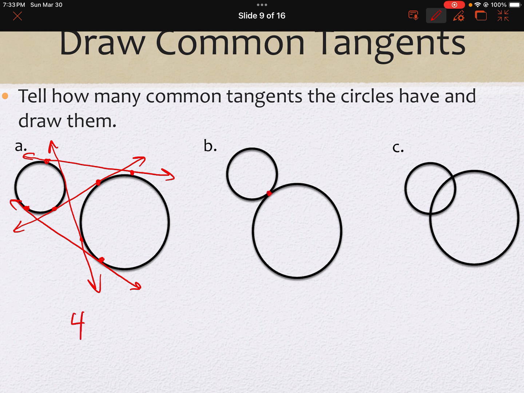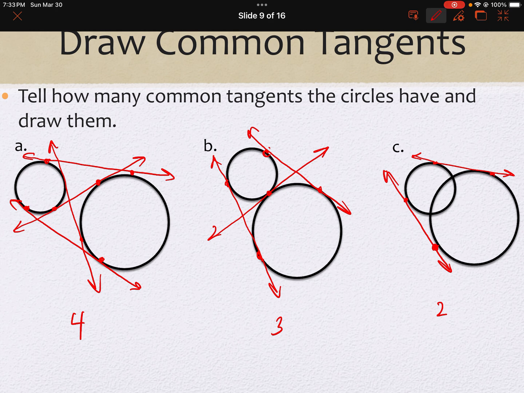How about when the circles are tangent circles? Well, you're going to have 1, 2, and then your third one. Or when your circles touch twice. Oops, missed that one. I'll just make my little dot bigger. 2 common tangents. So you'll see some of those examples on your assignment.